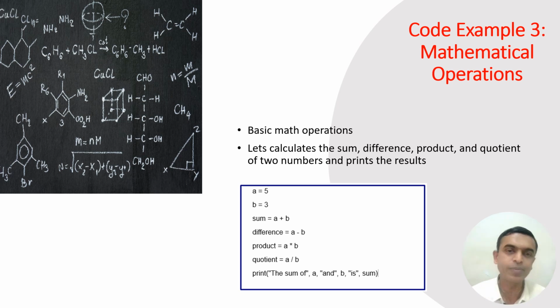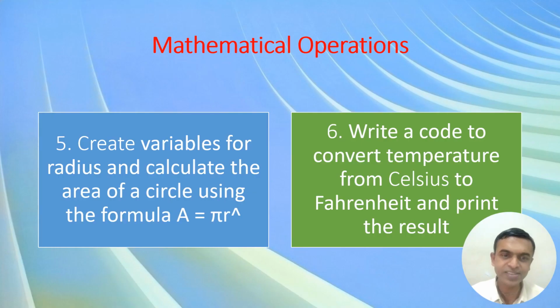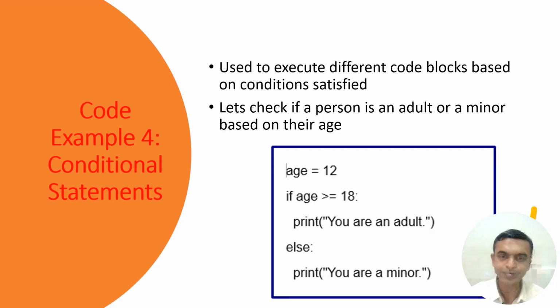Next we did some simple mathematical operations, basic maths. So here are two more problems like this. Create a variable radius and calculate the area of the circle. You know the area of the circle, A is equal to pi r square, the 2 is missing in the slide. And also write a code to convert temperature from degree Celsius to degree Fahrenheit. You know something, 273.15, you add it to degree Celsius, you get degree Fahrenheit. So write a code which will ask for a degree Celsius temperature and give you back the degree Fahrenheit.